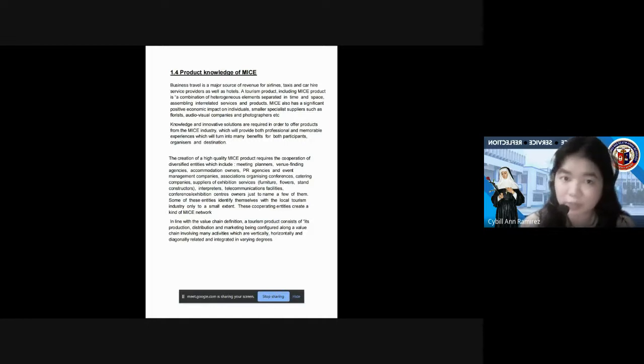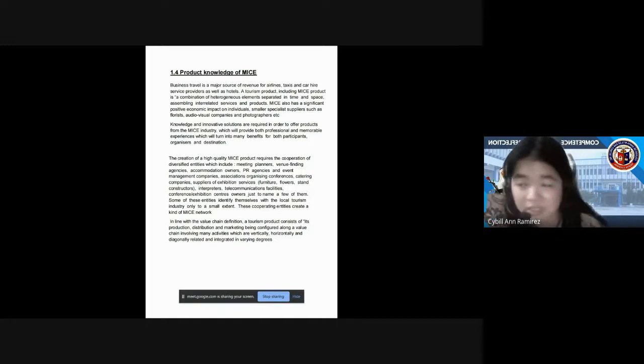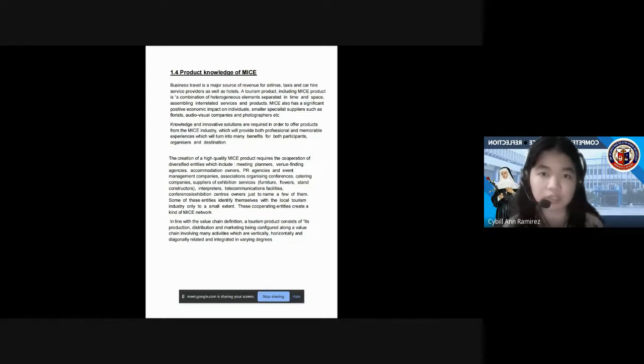After attending the MICE activities, the participants also need other services, right? You have florists, di ba? Kay everyday na activities, so you need to have fresh flowers as decoration for the stage or the conference room. Audiovisual companies, sound system, photographers, kay of course, you need to document those activities.